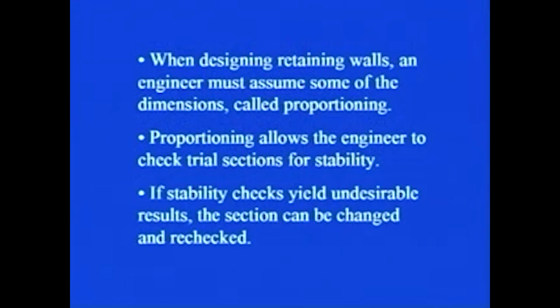You see, when designing retaining walls, an engineer must assume some of the dimensions, as I told you, and this procedure is called proportioning. This proportioning allows the engineer to check trial sections for stability. Let us say I took tentative dimensions for all the sides and all the places, that is, the thickness of the stem at the top of the wall, the thickness of the stem at the base of the wall, then the thickness of the base slab.